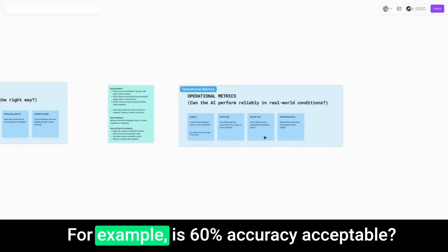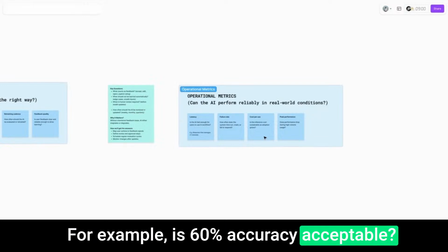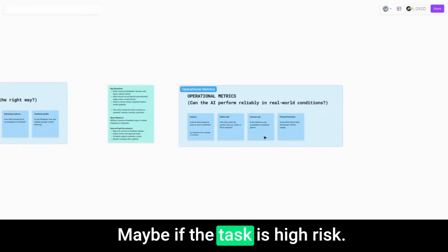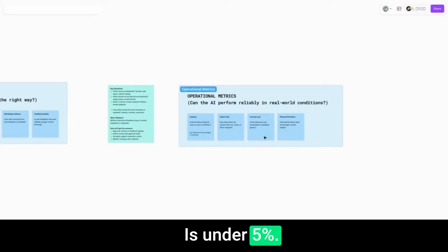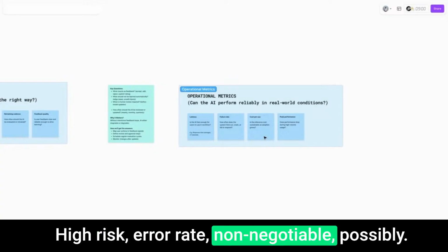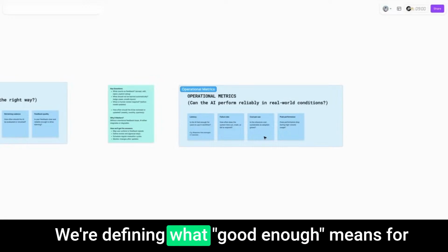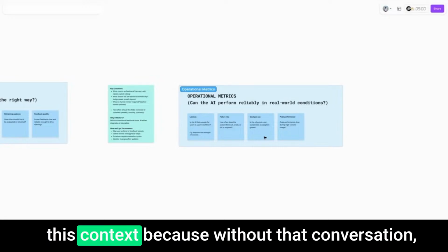For example, is 60% accuracy acceptable? Probably not. Is 95% required? Maybe, if the task is high risk. Is under 5% high risk error rate non negotiable? Possibly. We're not picking decimal points. We're defining what good enough means for this context.